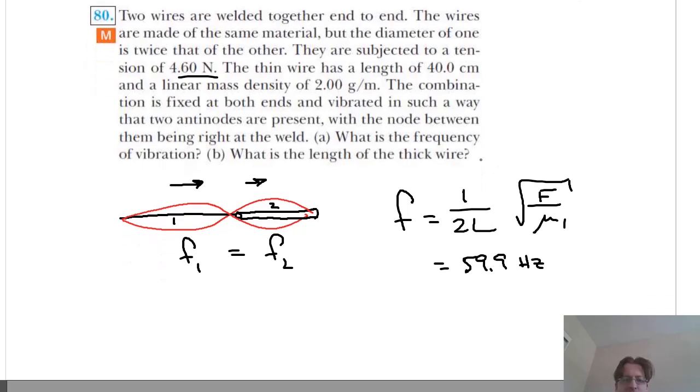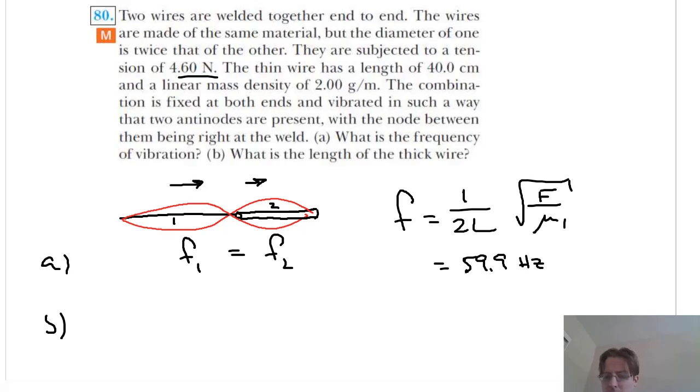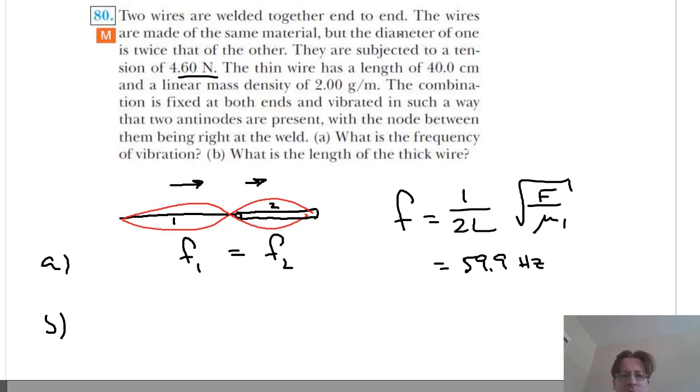Given that, I can figure out what must be the length of the thick wire. Okay, so first of all, what I know is the diameter of the thick one is actually twice that of the other. That means the value of mu is 4 times as big. Let's make sure we understand why. Mu is the mass density. It's the mass of a wire divided by its length.